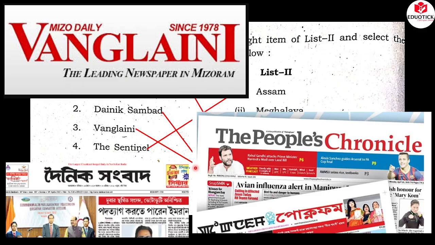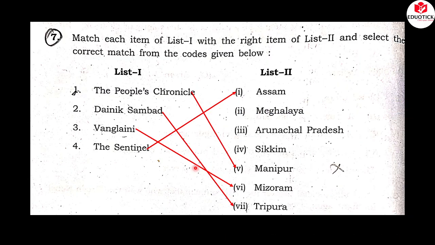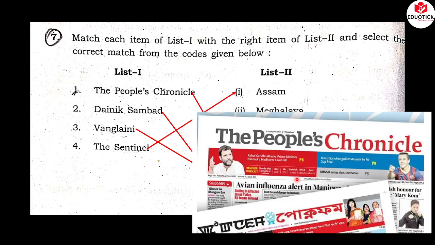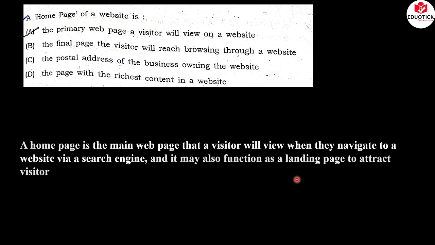Please go through some papers which are from Meghalaya, Arunachal Pradesh, and Sikkim, because maybe some different question related to this may come. You go through it, and if you want something, then I will explain you in the next video. So the next question is the home page of a website.